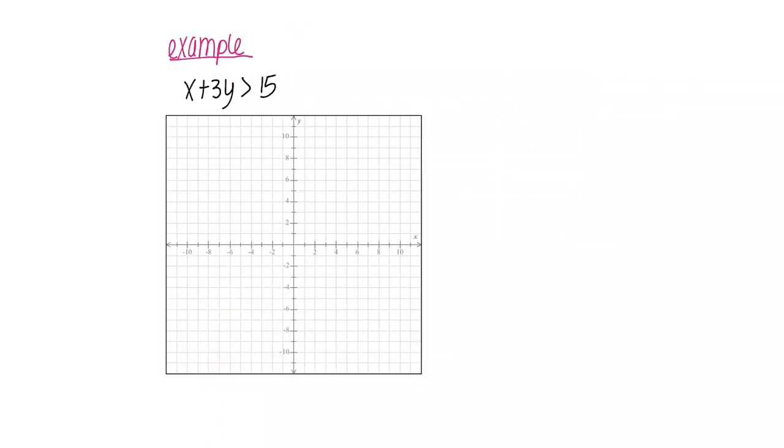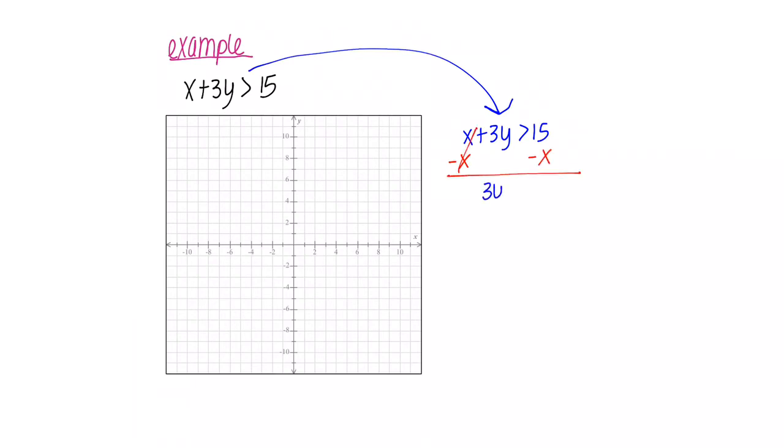All right, so we have x plus 3y is greater than 15. Once again, it's in standard form. We need to put it into mx plus b form. So we have x plus 3y greater than 15. Go ahead and subtract your x's off both sides. Those x's will cancel. You have 3y greater than negative x plus 15. Divide both sides by 3.